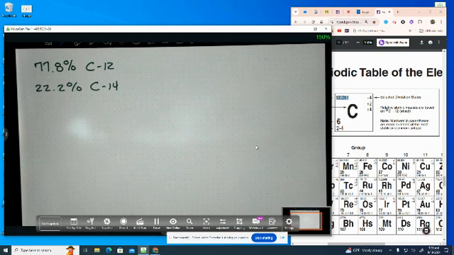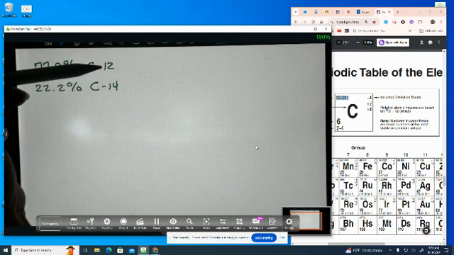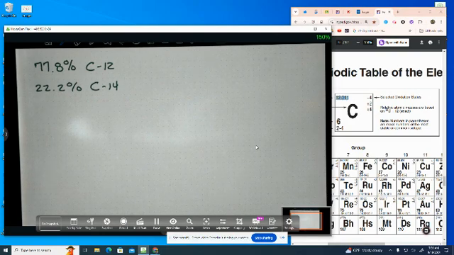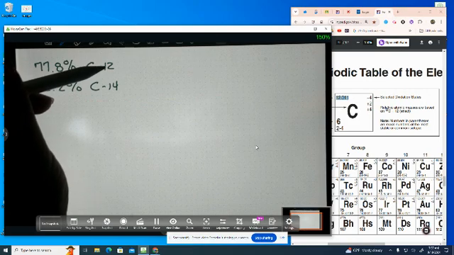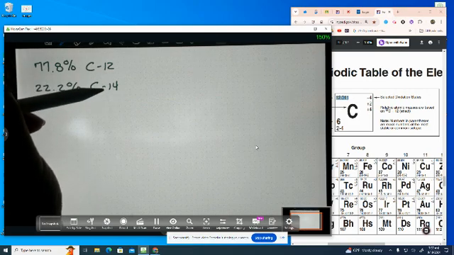What do you have more of? Do you have 12 or 14? More of something that weighs 12 or more of something that weighs 14? 12. Because you have more of what weighs 12, your average will be closer to the 12 than it is to the 14. You understand? Allison, you got it? You weren't here yesterday, so. Okay. So, we're going to make sure that our answer is closer to 12 than it is to 14.